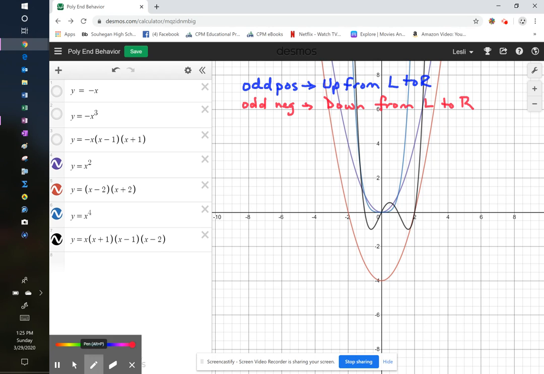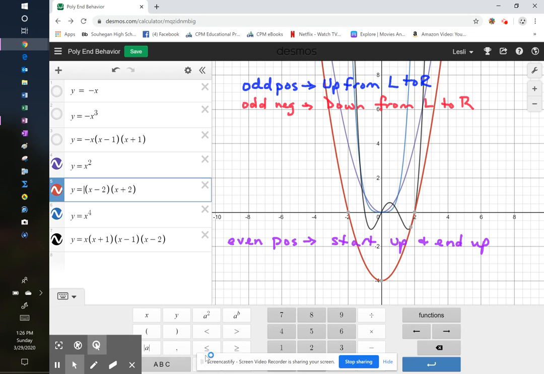So our takeaway here is for you to notice that when you have an even positive degree, they start high or start up and end up. So any even degree is going to do exactly that.